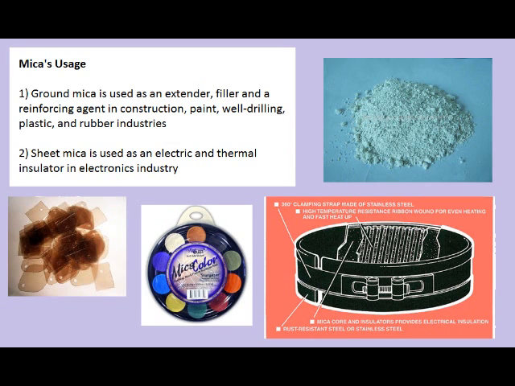Usages of mica. Ground mica is basically a powder. It is used as an extender, filler, and a reinforcing agent in the construction, paint, well-drilling, plastic, and rubber industries. For example, mica-based paint has a unique color which is used in the painting industry. Sheet mica is primarily used as an electric and thermal insulator in electric industries. You can see some of the thin insulators at the bottom left corner. At the bottom right corner, a mica insulator is used in a clamping strap.